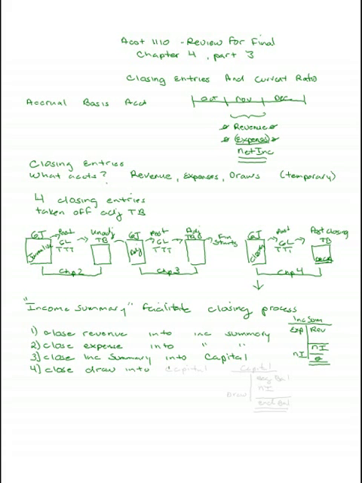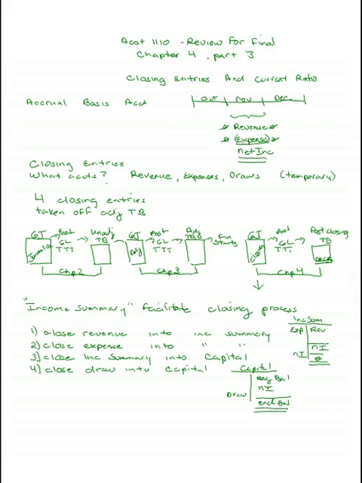And after you have posted these 4 closing entries, capital now agrees with the statement of changes in owner's equity. You have a capital account. It has a beginning balance. You have added to it net income. You have removed from it any draws the owner might have taken out. And then it's its ending balance. Those are exactly the things that happen on the statement of changes in owner's equity.